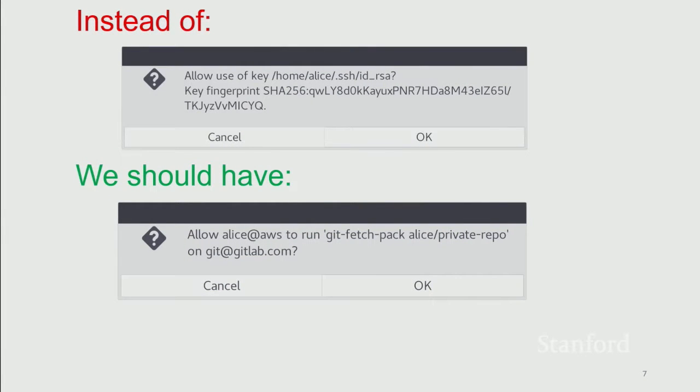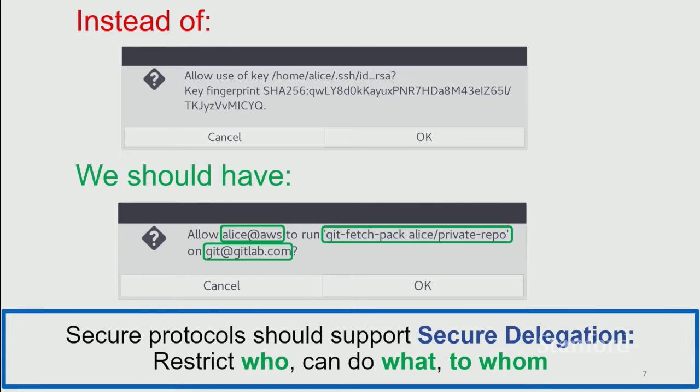So what do we really want? Instead of having this kind of not very useful prompt that doesn't allow us to control the delegation, we want to have an authorization decision that has all the necessary scope to make a meaningful decision. So at a minimum, we would like to know who we are delegating to, what the delegate can do with our identity, and to whom. So for example, what's the server to which the operation will be applied. And again, I want to stress that it's not only a UI issue, but there's a protocol issue here as well.